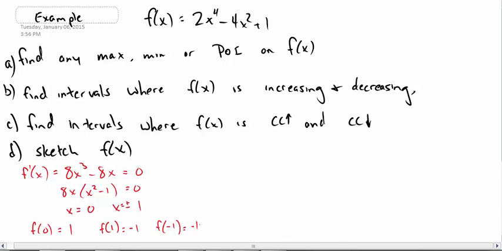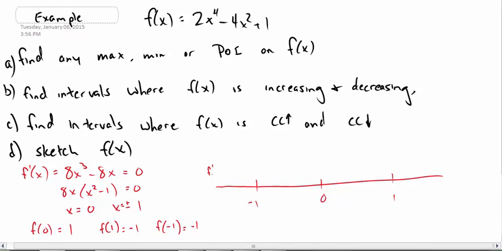Question now is, since these are critical points, are they minimums, maximums, points of inflection? I don't know. Let's find out. So what do? Remember, we make a sign diagram. Negative 1, 0, 1. And we're going to test values in between each one of these critical values.